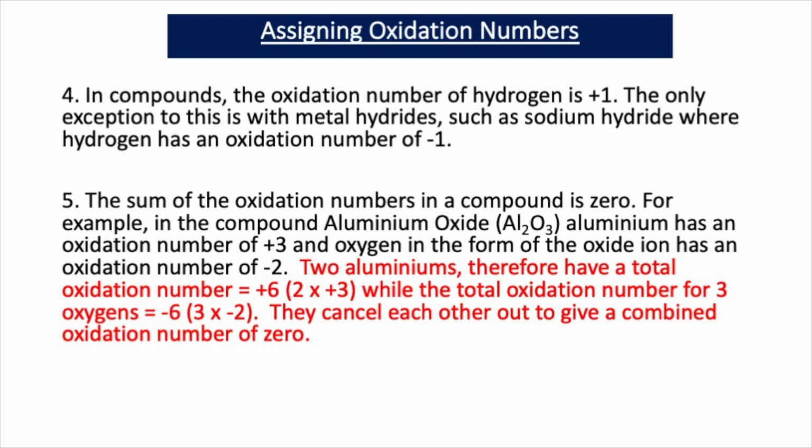For example, if we take the compound aluminium oxide, Al2O3, aluminium has an oxidation number of +3 here, and oxygen in the form of the oxide ion has an oxidation number of -2. So the 2 aluminiums have a total oxidation number of +6, while the 3 oxide ions have a total oxidation number of -6. The +6 from the aluminiums and the -6 from the oxygens cancel out, and therefore we have a combined oxidation number of 0. Now in all compounds, the sum of the oxidation numbers will be 0.